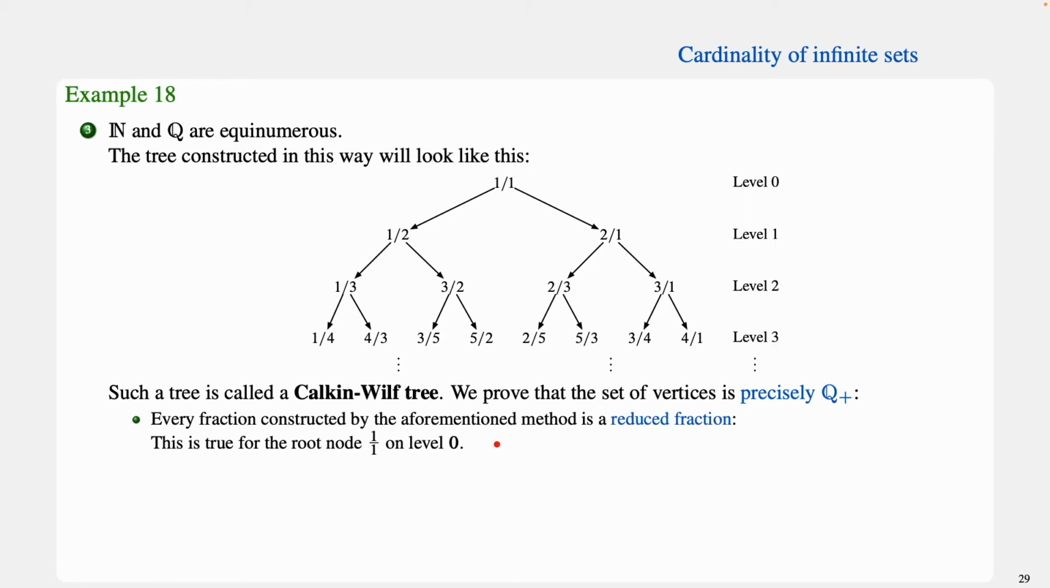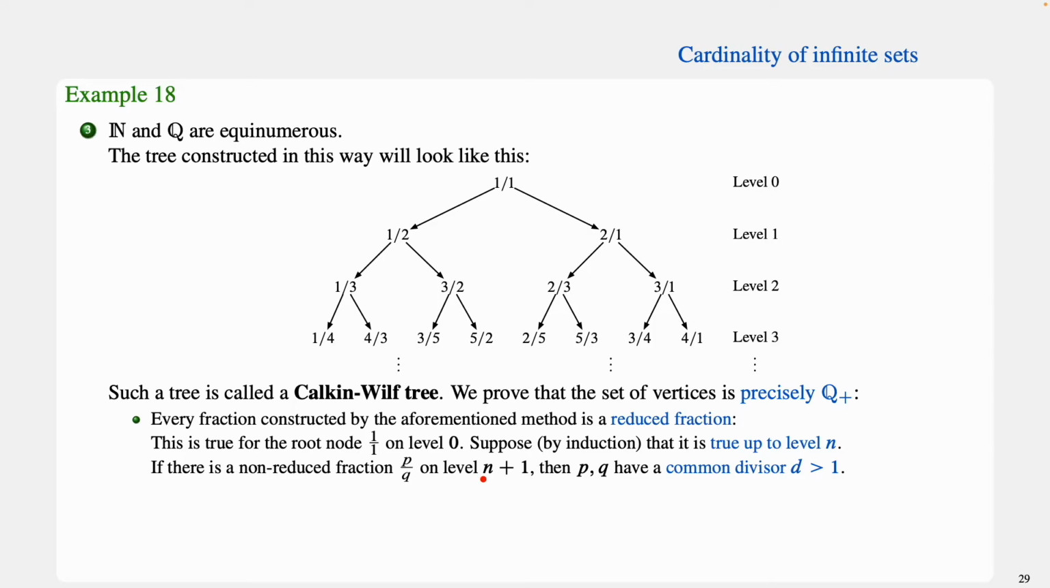First, we convince ourselves that every fraction constructed by the aforementioned method is in fact again a reduced fraction. Now this is true for the root node here, 1 over 1 on level 0. And now we may suppose, by using induction, that this is true up to level n in the tree. Now assume on level n plus 1 there's a non-reduced fraction p over q. Then p and q must have a common divisor d, and this d is greater than 1 because we assume they're not reduced.